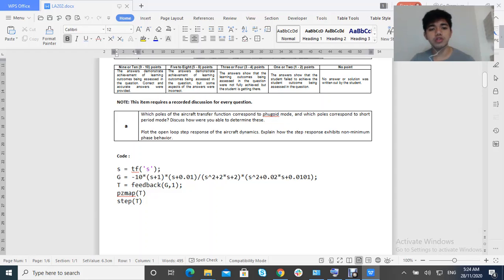Okay, so the first question is, which poles of the aircraft transfer function correspond to the Phugoid mode, and which poles correspond to the short period mode? Discuss how you were able to determine this. Plot the open loop step response of the aircraft dynamics and explain how the step response exhibits non-minimum phase behavior.